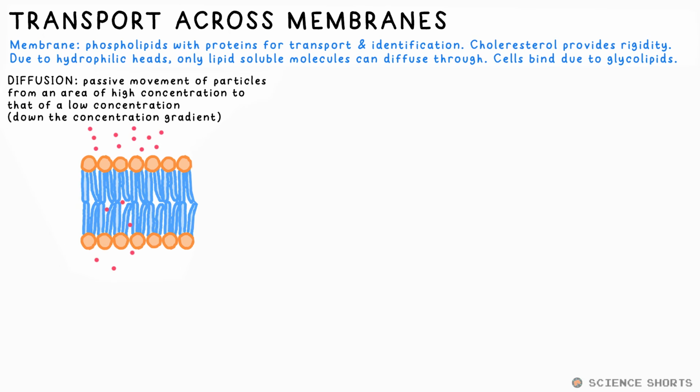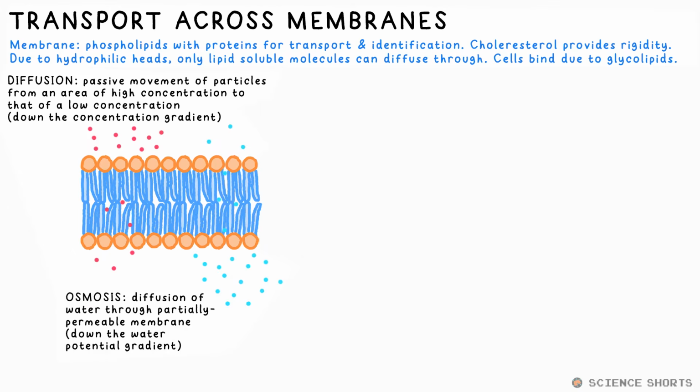Diffusion is the movement of molecules from an area of high concentration to an area of low concentration. They move down the concentration gradient, we say. If it can happen, it doesn't require any energy. It's passive. Only certain molecules can diffuse through a cell membrane, like non-polar lipid-soluble molecules, including gases like oxygen and carbon dioxide.